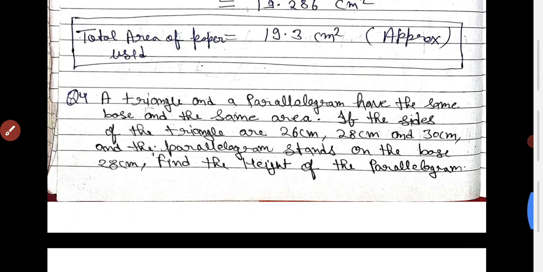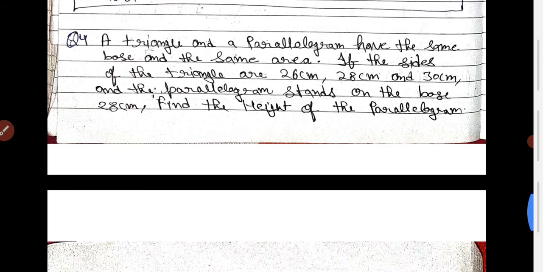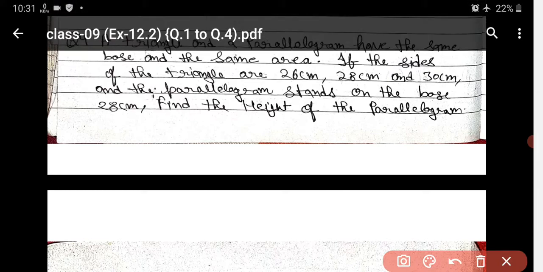Now today's last question. A triangle and a parallelogram have the same base and the same area. If the sides of the triangle are 26, 28, 30 and the parallelogram stands on the same base 28. Okay, one side is common, that is 28, of the triangle also and parallelogram also. Then find the height of the parallelogram.